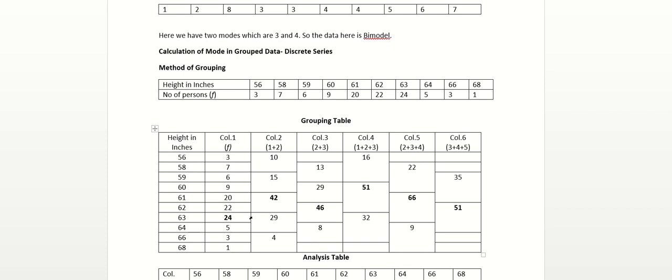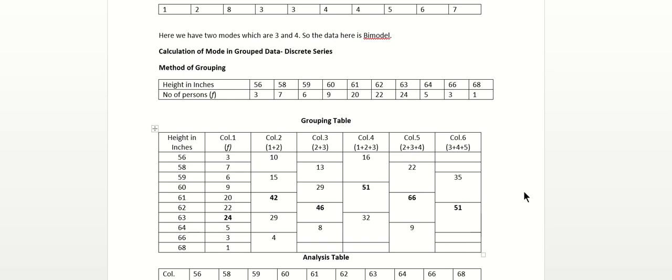Now you can see a few highlighted values which are in bold. For example, here you can see 24, 42, 46 and so on. Now how I have highlighted these values: I have picked the maximum value of all the columns. From column number 1, 24 is the highest value, so I have highlighted it. From column number 2, 42 is the highest value, so I have highlighted it. From column number 3, 46 is the highest value, I have highlighted it. Then 51, then 66 and then 51. I have highlighted the highest values of each column, right?